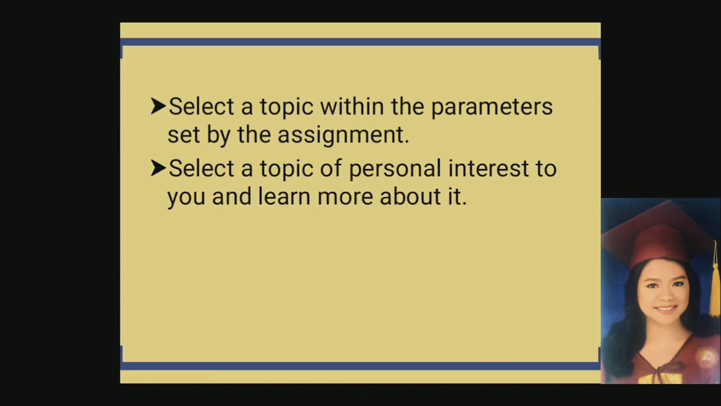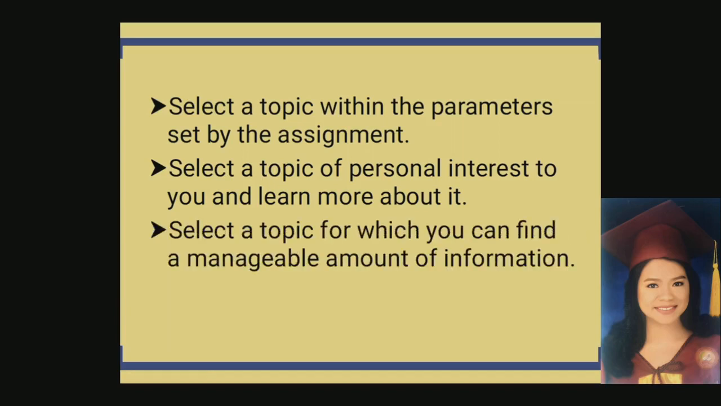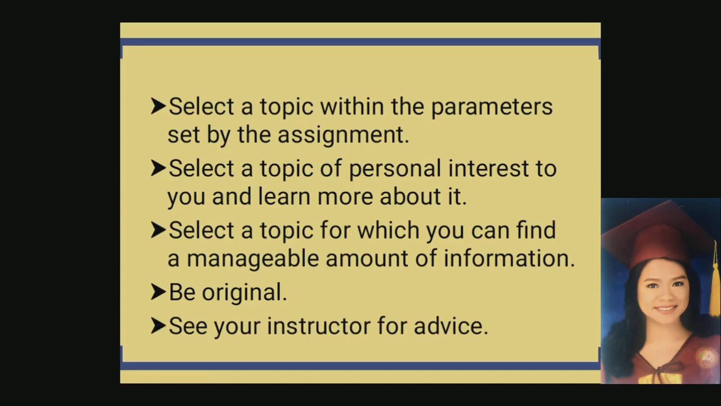Select a topic of personal interest to you and learn more about it. The research for and writing of a paper will be more enjoyable if you are writing about something that you find interesting, something that you really like. Select a topic for which you can find a manageable amount of information. Think about topics that are easy to find reliable sources for the information that you need. Be original. Of course, we should create something new to stand out, not just the topics that we usually see in the news. See your instructor for advice. Once you have identified your topic, it may help to state it as a question.